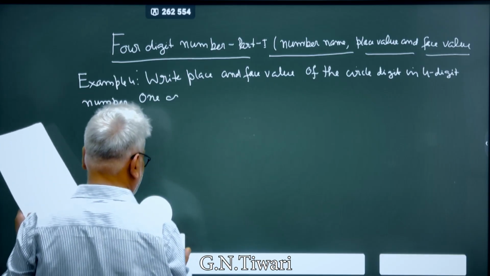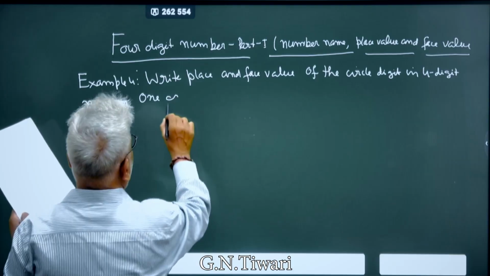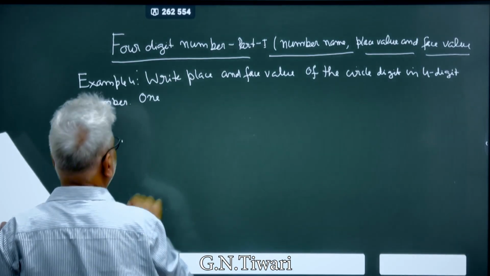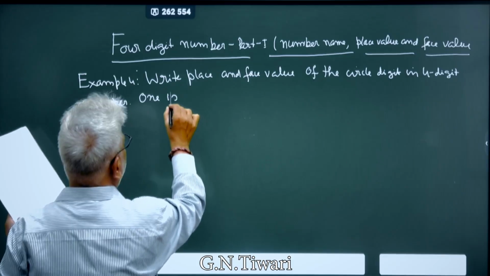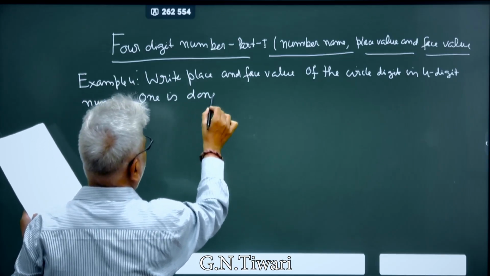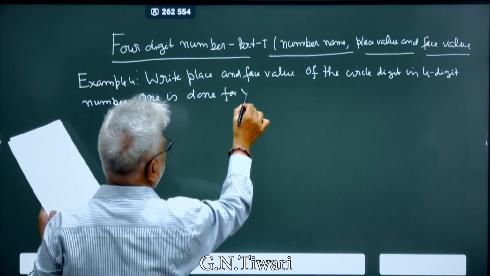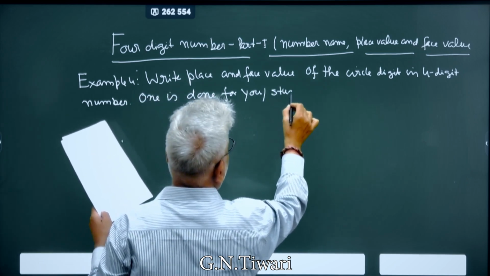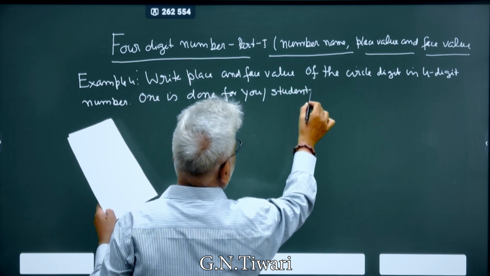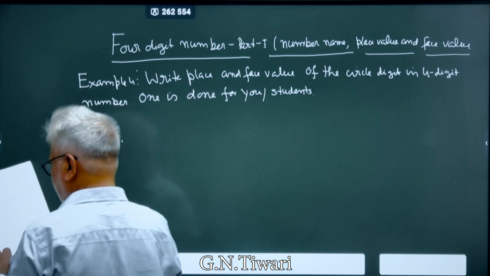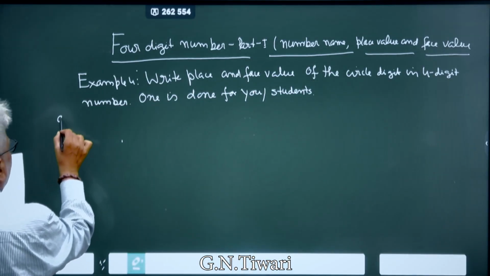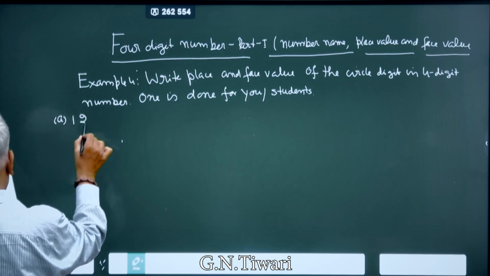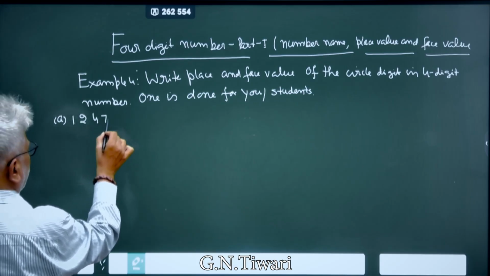जल्दीबाजी में सब गड़बड़ा जा रहा है. One is done for you, for students. It is one thing. Because sometimes parents also read this thing. A. अब देखिए 1 2 4 7.